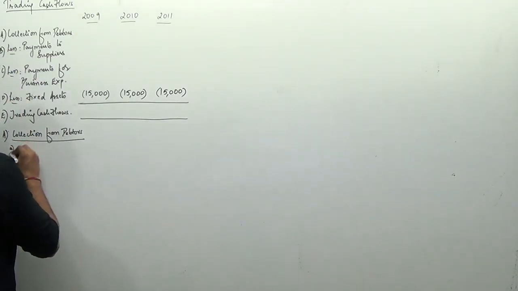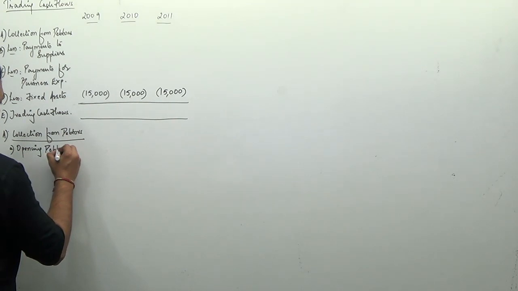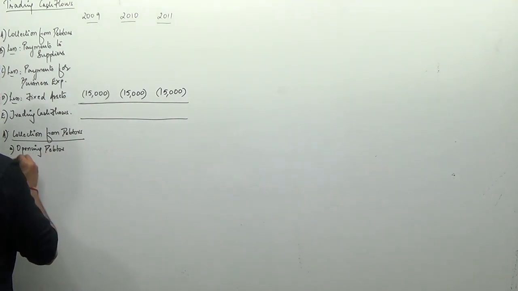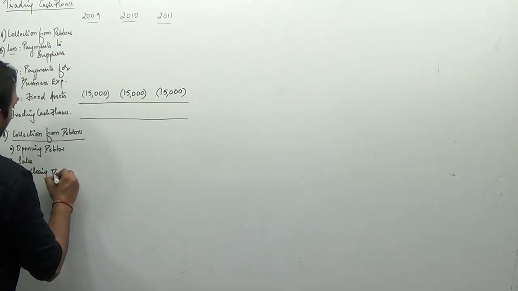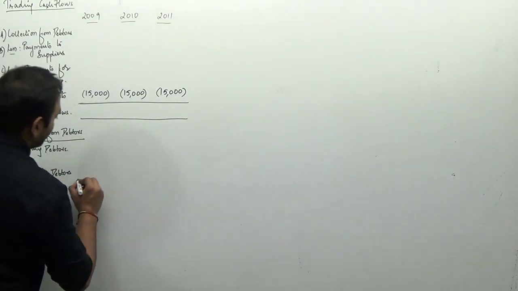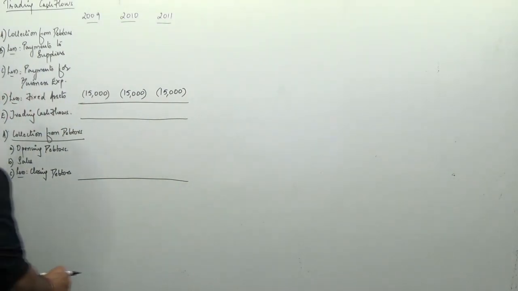Collection from debtors is opening debtors plus sales less closing debtors. Let's try to place the figures now.